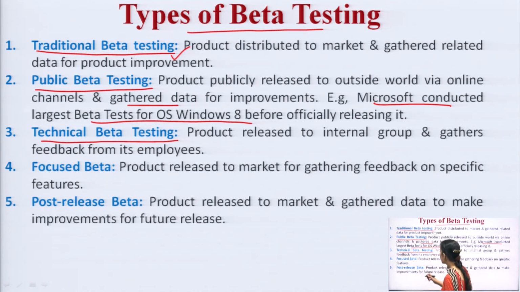Then the fourth kind of beta testing is focused beta. Focused beta means the product is released to the market. The aim of releasing it to the market is to gather feedback on specific features, not on all. We are focusing on some special features, as the name suggests, focused beta.